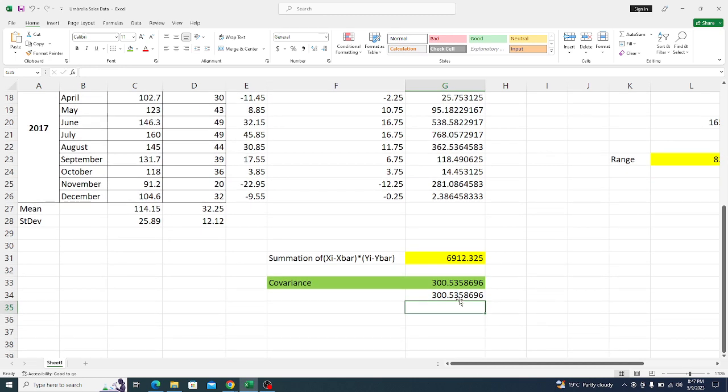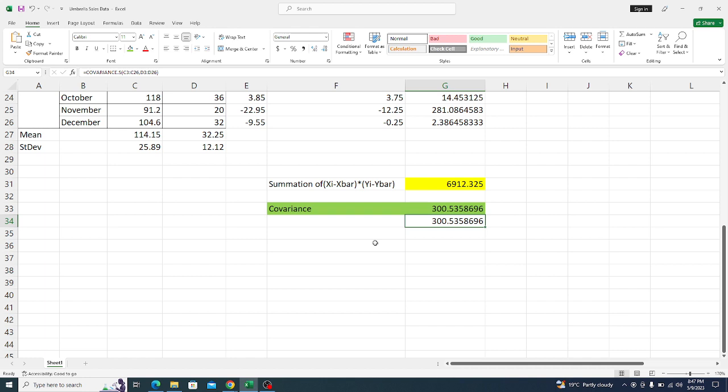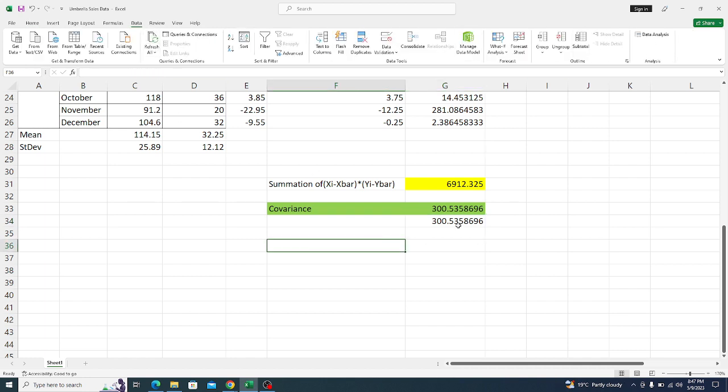Okay, if you run, you can see we are getting the same value. All right. So let's try the Data Analysis ToolPak and see if we get a value like this. Maybe there is a possibility that we won't get a value like this.